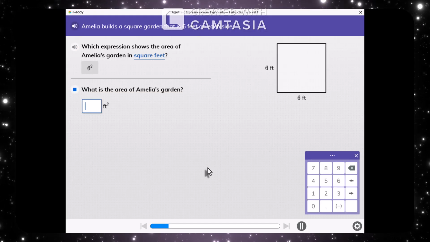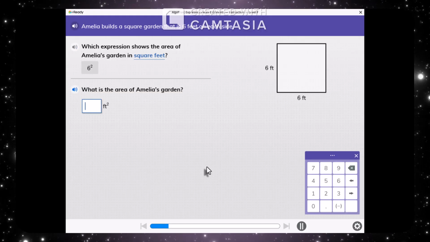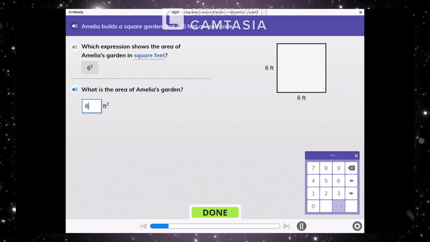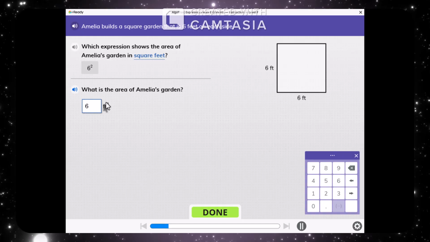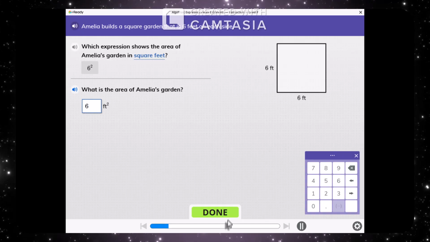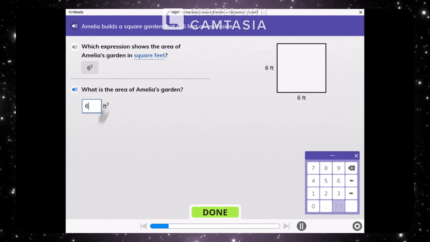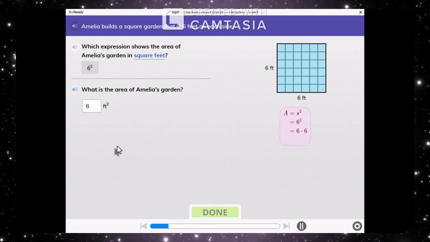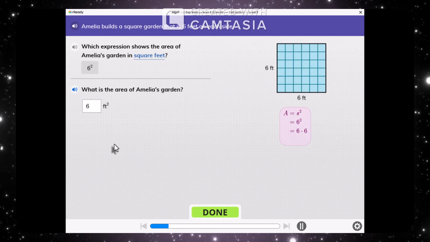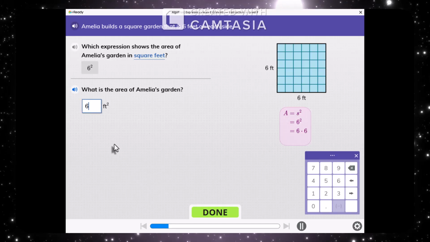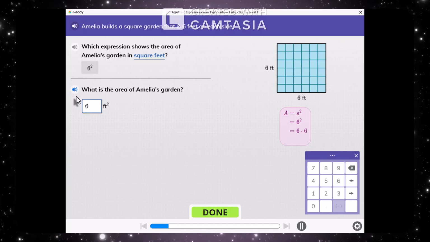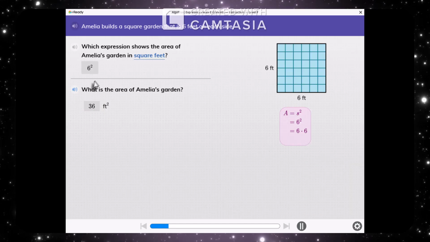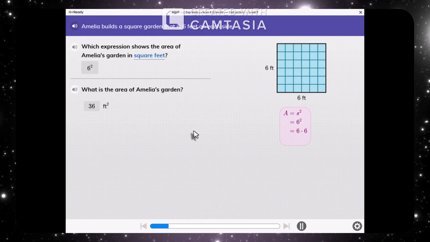What is the area of Amelia's garden? 6 feet to the power of 2. If I get this wrong, it's not my fault. There's a 2 there, okay? 6 squared is equal to 6 times 6. Well, there's a 2 there, so I thought it was going to have to be 6. Good. 36 square feet.